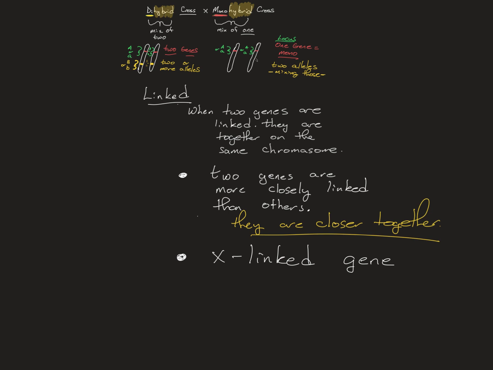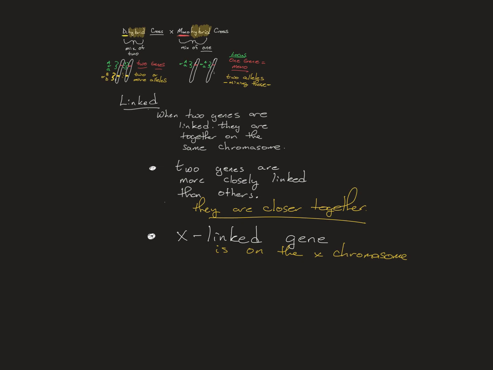They're on the same one. On what? On the X chromosome. That's it. See? This is actually very intuitive. An X-linked gene is on the X chromosome. Does that make sense? Okay.